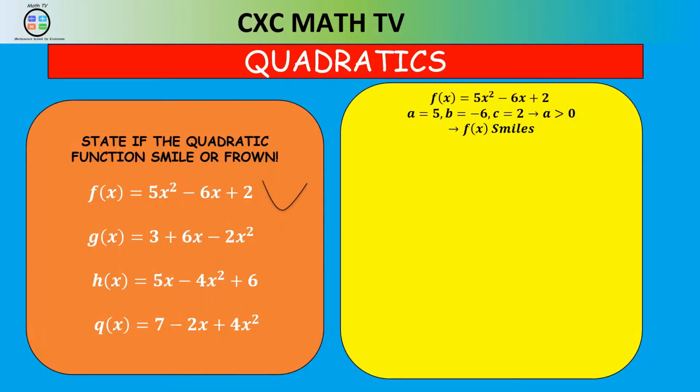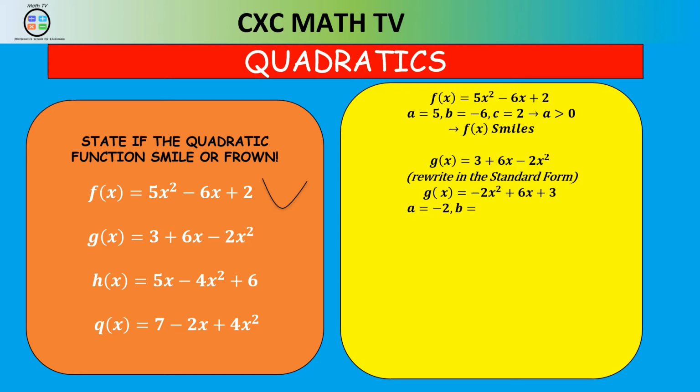The second one, g of x, 3 plus 6x minus 2x squared. The first thing you have to do is rewrite it in its standard form. So put it as minus 2x squared plus 6x plus 3. We have to write it in descending powers of x. Alright, so we start with our x squared term. So the a is going to be negative 2, and so a is less than 0, and so a is negative, so g of x frowns.